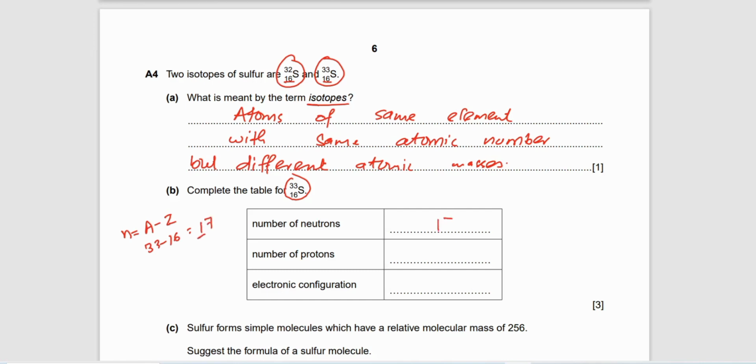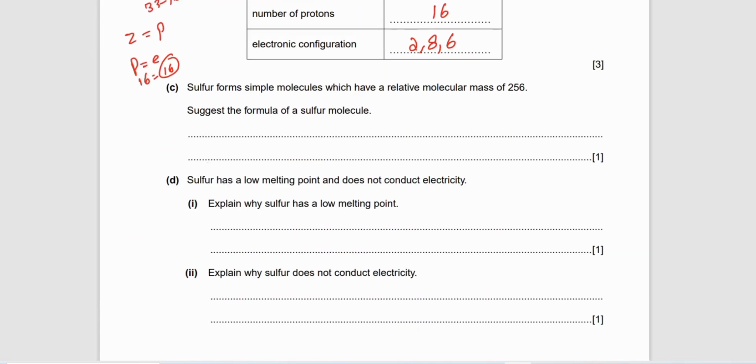Number of protons: atomic number Z is equal to the number of protons, so 16 is the number of protons. Electronic configuration: we know that protons are equal to electrons. If we have 16 protons, then 16 electrons will be there. So we can write 2, 8 and 6, which adds up to 16.